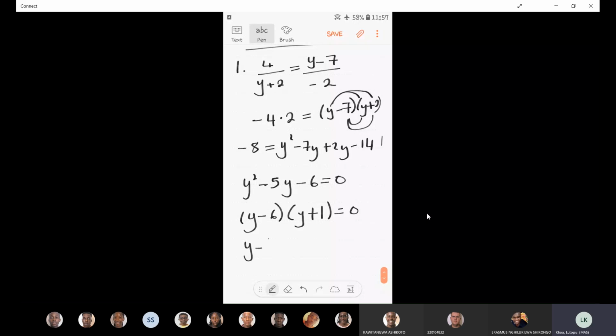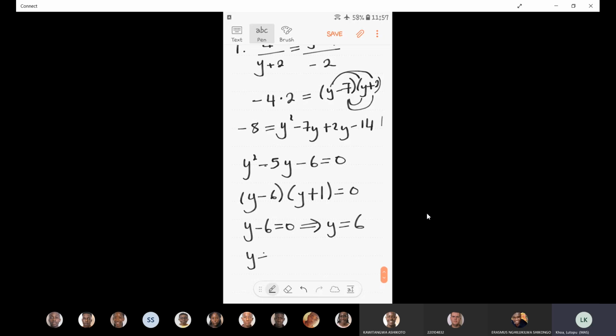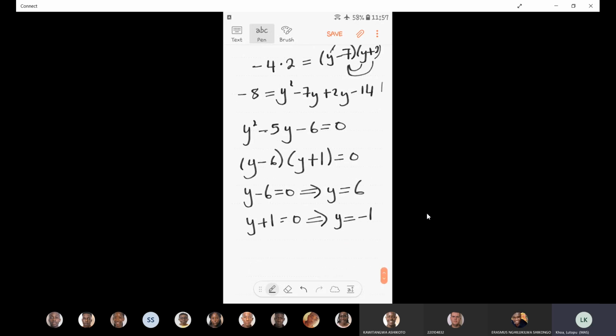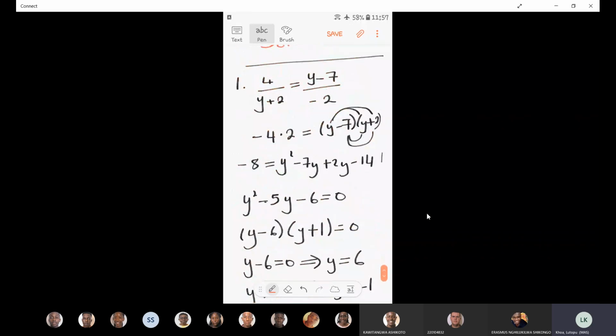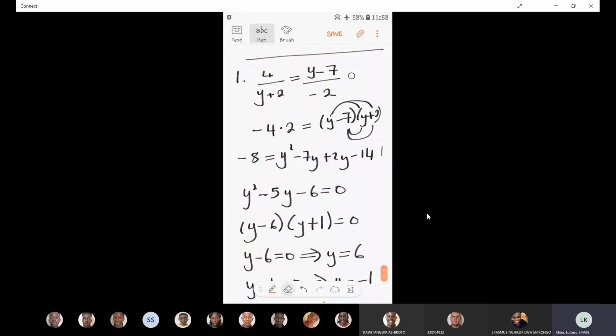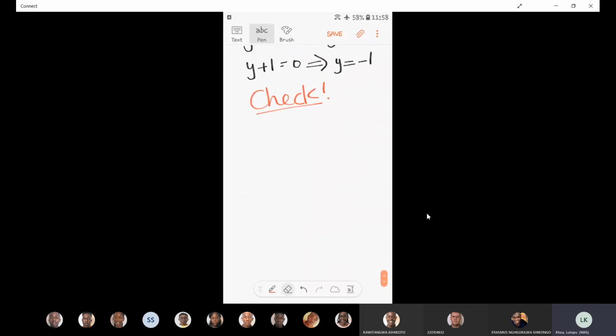And then y minus 6 is equal to 0. This means that y is equal to 6. And then y plus 1 is equal to 0, and this means that y is equal to minus 1. So those are your two solutions. I'm not going to do the checking, but you must do the checking. Substitute your answers back into the original equation. The original equation is over here, this one. Then you check and see if the solutions are valid or not.